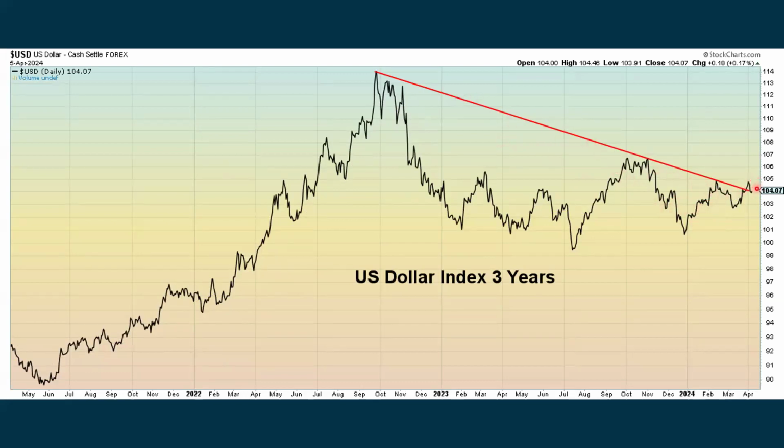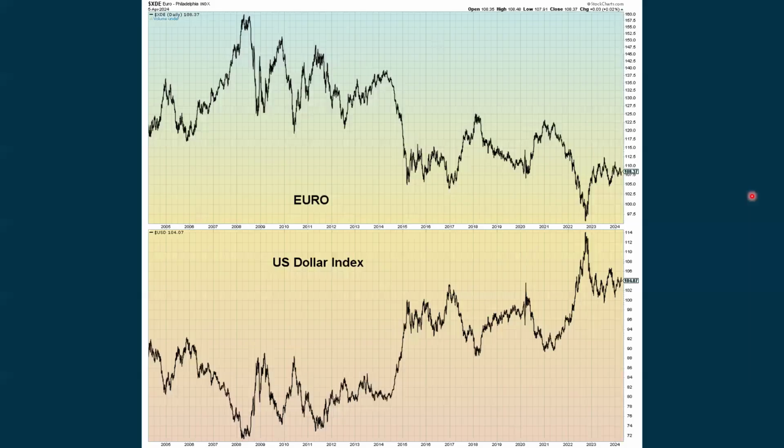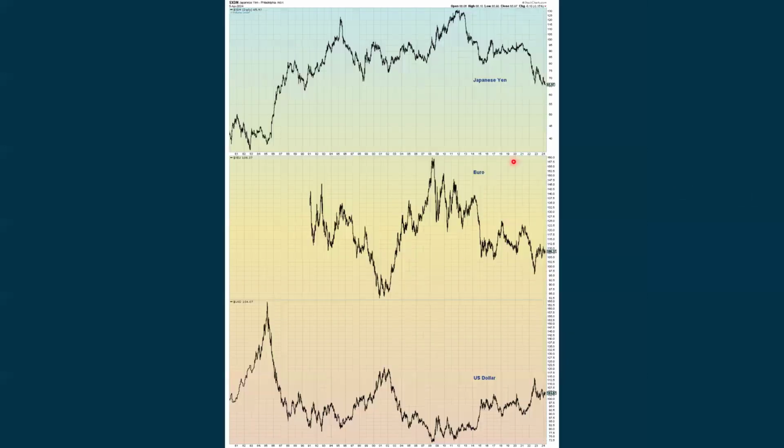Here's another look going back over 3 years, showing how we're breaking out above this downward sloping trend line, but now we're coming back down to the trend line itself. And we keep an eye on the euro, which has been going sideways compared to the dollar index. We also want to keep an eye on the Japanese yen and the euro and the dollar all together here.